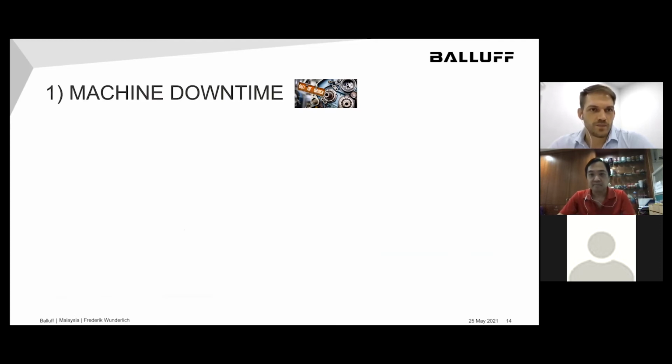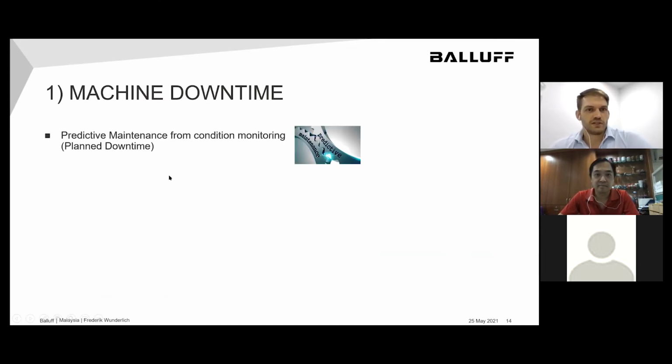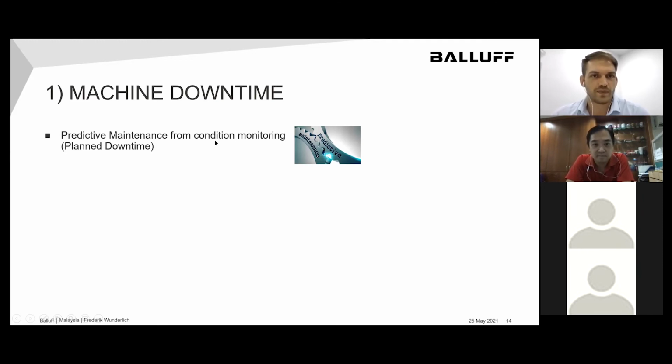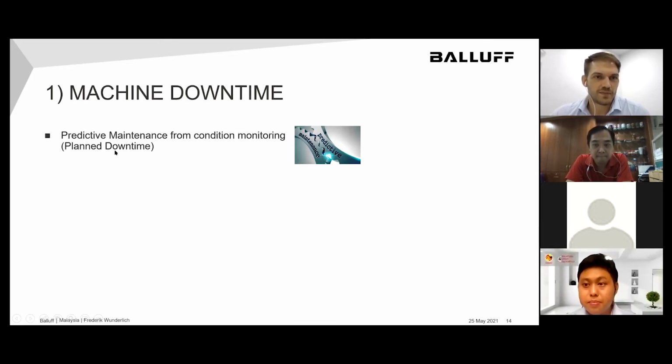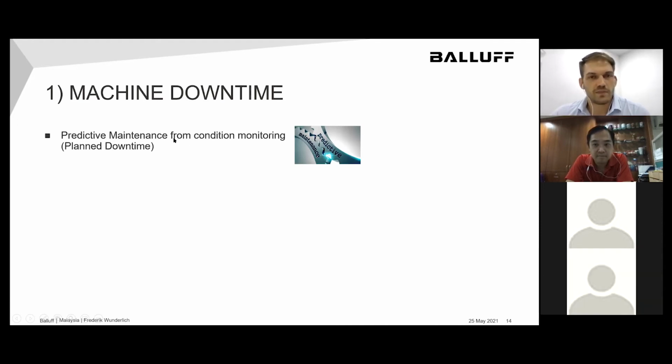Okay, so yeah, coming to the next topic. How can IO-Link, this technology, help to decrease the machine downtime? So one is, we get additional information. We get information about the condition of the sensor. Means we can predict the maintenance intervals and we can plan the downtime. So we can basically decrease unplanned downtime, but we can actually say, okay, this sensor or this machine has to be maintained next week because the parameters look like this.